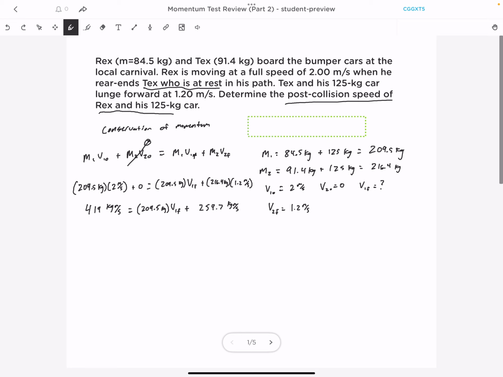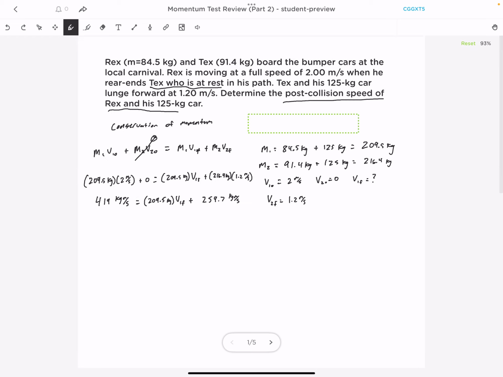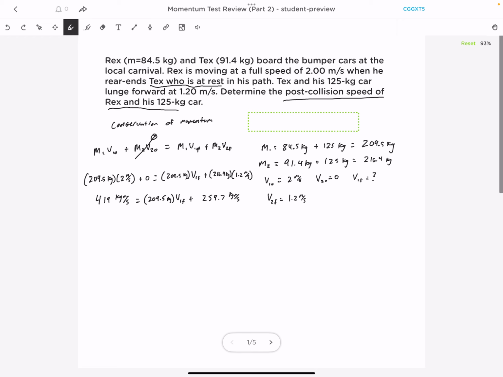At the end of the day, we're trying to figure out his speed, but we're using the conservation of momentum in order to do that. We're going to find Rex's remaining momentum after the collision and then divide that by the mass in order to get the final velocity for Rex. So what I'm going to do is take this 259.7 and move it over to the other side of the equation, right? So by subtracting both sides by 259.7.